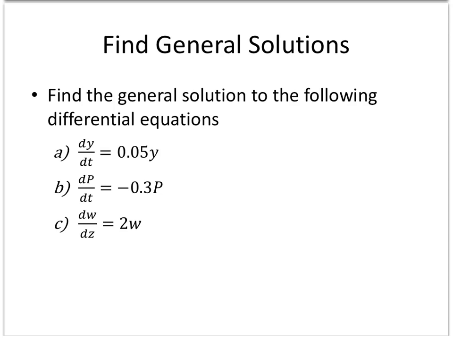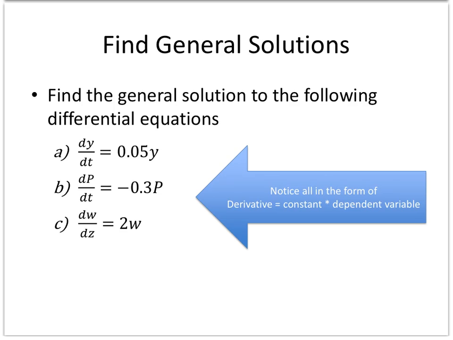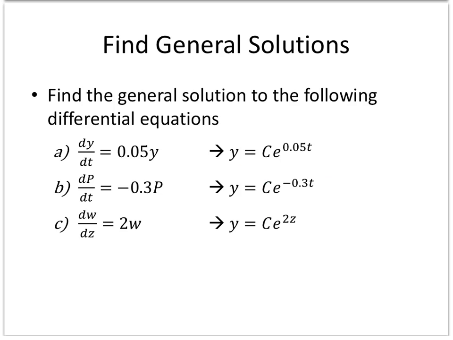All right, so anyway, if you look at each one of these, they are a constant times a variable. Okay, that's all they are. So if I have a constant times my dependent variable, notice my dependent variable is the variable up top, then each one of these I could rewrite with the general solution.